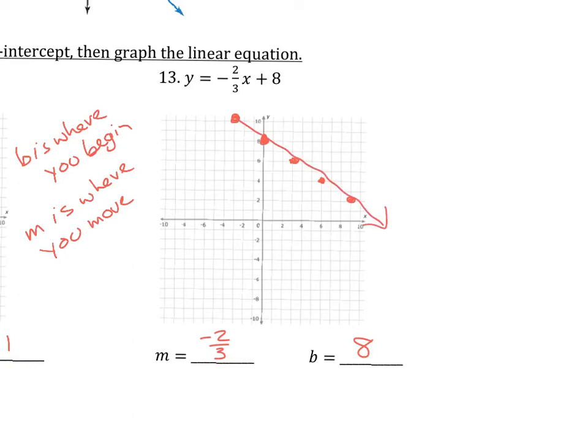And remember, always remember the trick. Read it like a book. I know that my slope right here is negative. You should remember that a negative slope tells me to go down, moving left or right. So you can always check your sign there.